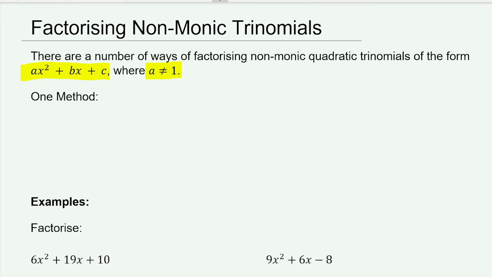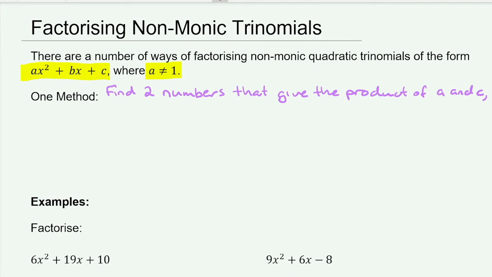The method that we are going to use is this one, where we are going to find two numbers that give the product of A and C. Previously we were looking for two numbers that would multiply to get C, but add to get B. For this one, we're going to find two numbers that will give the product of A times C, but still add to get B. So it still needs to add up to B. We're going to multiply A and C and then find factors of that which give us B, essentially.